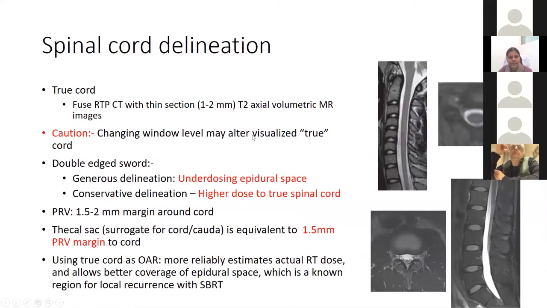For spinal cord delineation, as I mentioned before, the T2 MR helps best because the CSF appears bright there. But we have to be cautious that even changing the CT window or the MRI window may alter the visualized true cord. You cannot under contour because then you will be giving a higher dose. You cannot over contour because then you will be underdosing epidural space, which may harbor tumor. Usually a PRV margin of 1.5 millimeter is given around the cord. The thicker sac, which is sometimes taken as the surrogate for cord, is almost equivalent to this 1.5 millimeter margin.